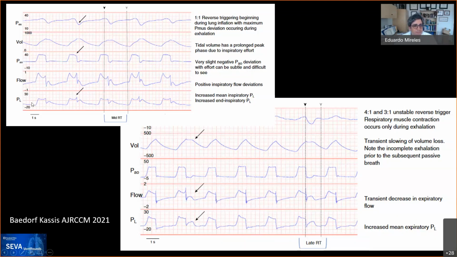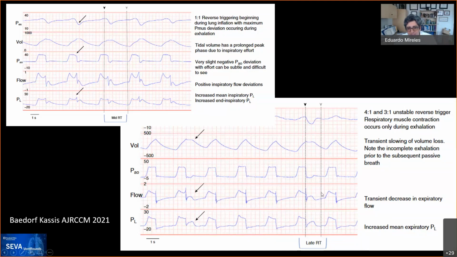on the lung. And so what you can see here, they call this mild reverse trigger, in which you can see the patient doing an effort, but it occurs late on the breath, and you can see that little peak that happens, and the early cycle, the waveform looks like early cycle here.